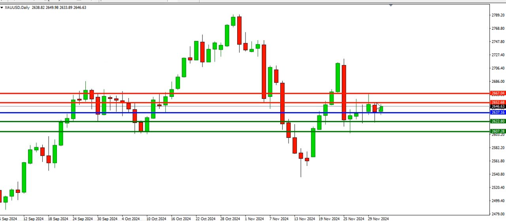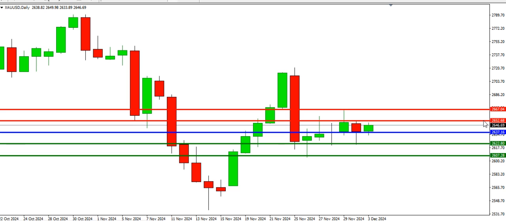The pivot for today, the 3rd December 2024, is at 2637. That's where we have the pivot line. Now the first resistance is at 2652, while the second resistance is at 2667. The first support is at 2622, while the second support is at 2607.